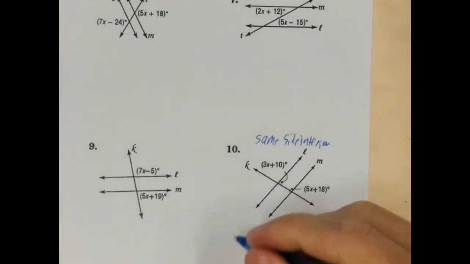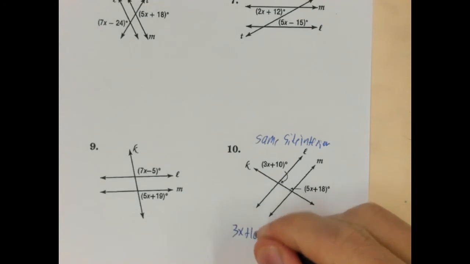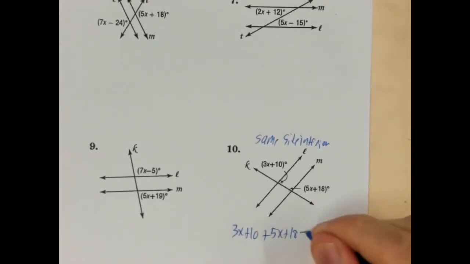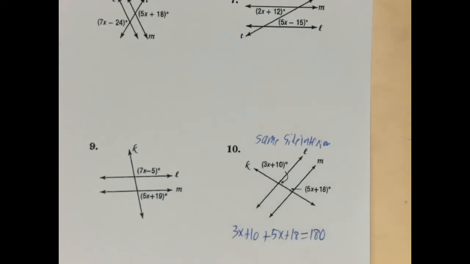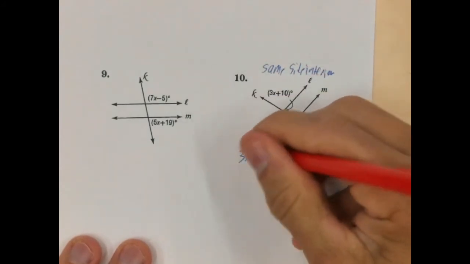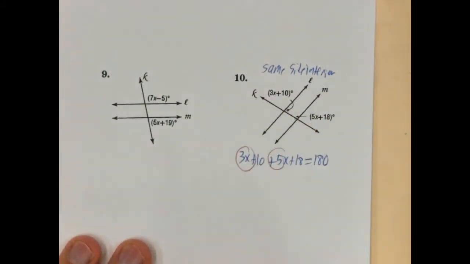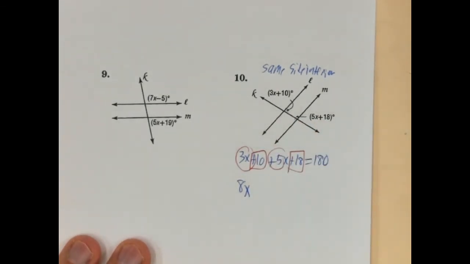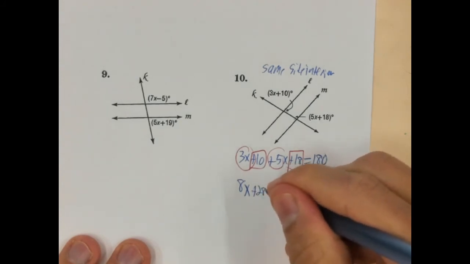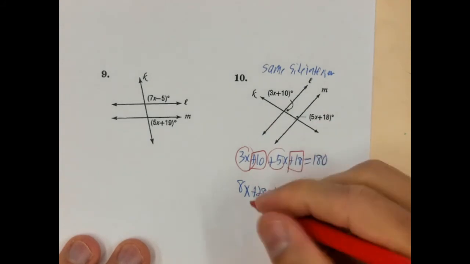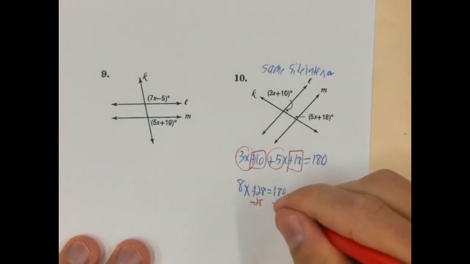So we're going to set that up algebraically. We're going to say 3x plus 10 plus 5x plus 18 equals 180. And we're going to go ahead and solve for x here. So let me give us some room here. There we go. So 3x and 5x, we're going to combine like terms. That's going to give us 8x. And then we're going to combine 10 and 18. And that'll give us 28. And now we just have a two-step equation to solve for x. So let's subtract 28 from both sides.